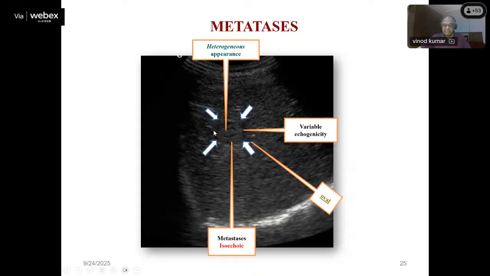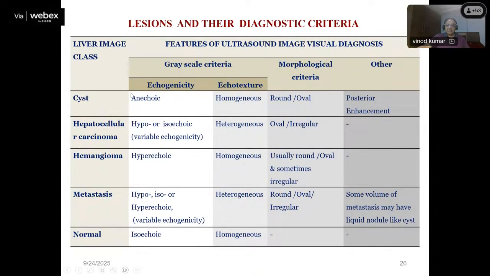parameters. This is a metastasis. Again, cancerous. Variable echogenicity, oval shape, metastasis, isoechoic. The inside and outside intensity is almost the same. That is why the patch is not clearly visible. So these are the characteristics of various tumors we have taken.